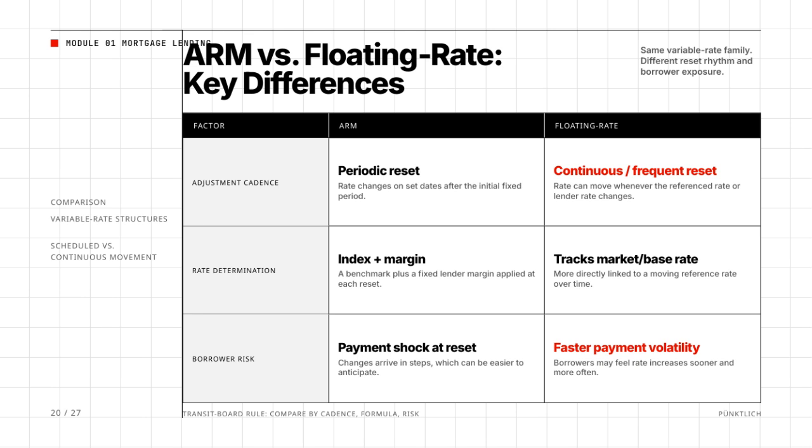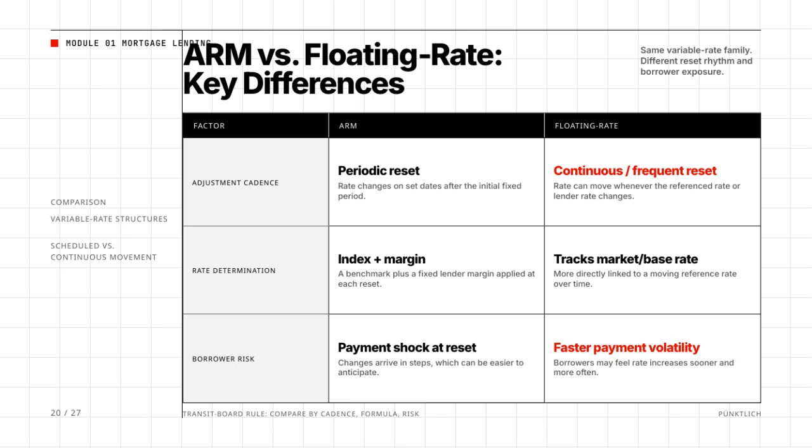When it comes to borrower risk, ARMs introduce payment shocks at reset points. Rate changes come in steps, which might be easier for borrowers to anticipate and prepare for. Floating rates, however, bring faster and potentially more frequent payment volatility, as rate increases can happen at any time, which some borrowers may find more challenging to manage.